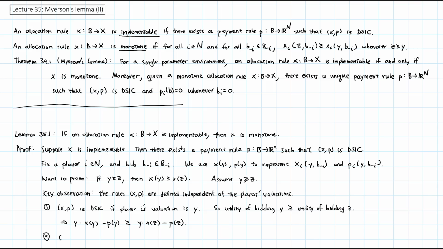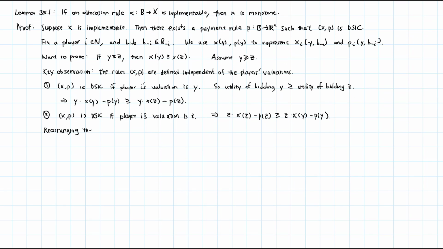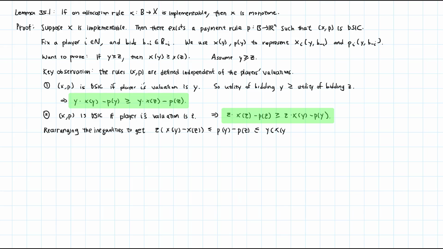Also, (x, p) is DSIC if player i's valuation is z. We can use the same argument to get z times x of z minus p of z is at least z times x of y minus p of y. The utility of bidding z is at least the utility of bidding y. We can now rearrange these two inequalities to get the following. z times (x of y minus x of z) is at most p of y minus p of z, which is at most y times (x of y minus x of z).